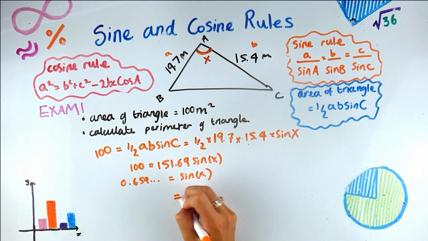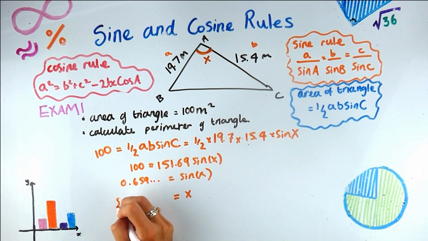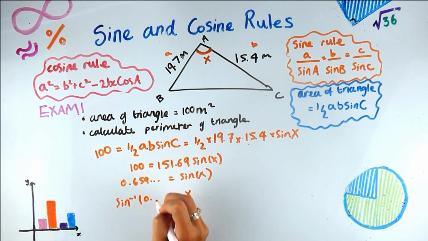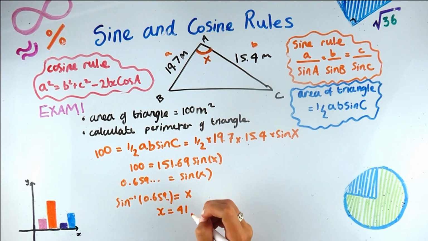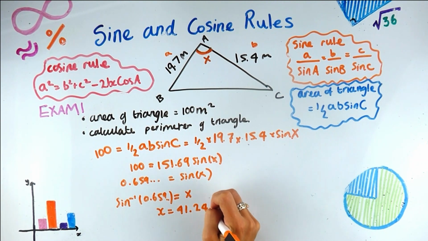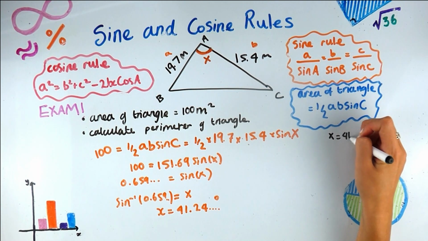Now we want x on its own, but we've got the sine in the way, so we need to do the inverse operation of sine, which is sine to the minus 1 of that. And that gives me an x value of 41.24, etc. So I'm just going to make a note of that on the side and on my diagram.